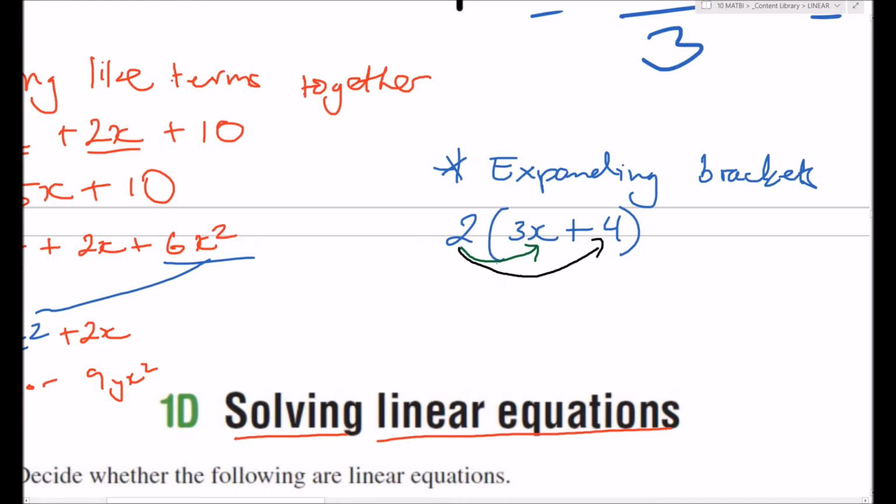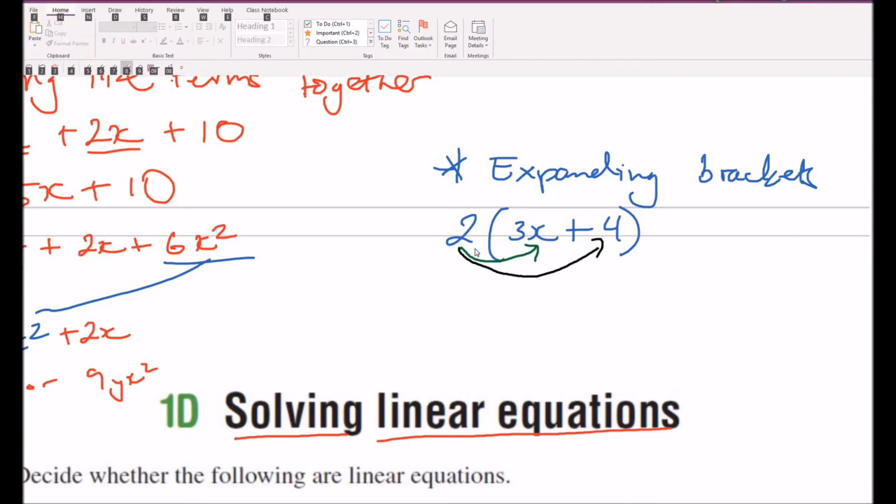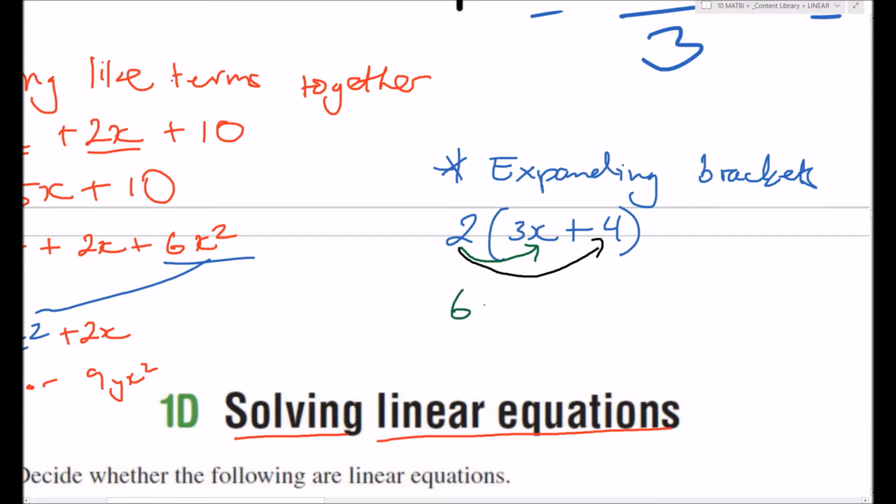So 2 times the 3x: well, 2 times 3 will give you 6. So you multiply the coefficients, the numbers, and then if there are any letters, you add the indices together. In this case, the 2 does not have any letters with it, so you're left with the 6x. Next one, 2 times the 4, which is pretty easy, positive 8.